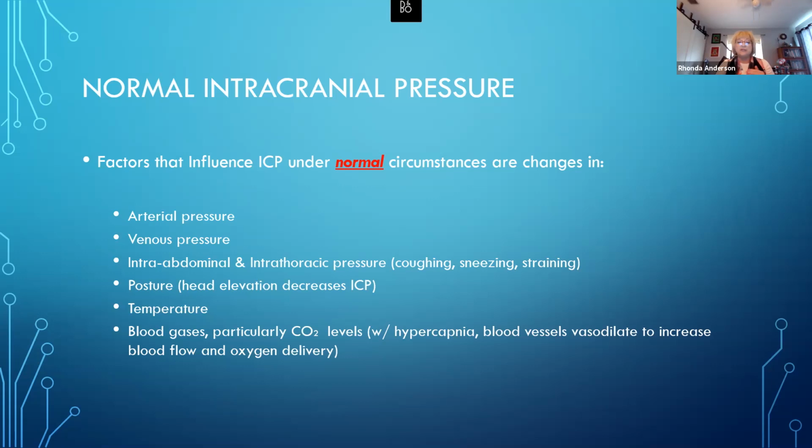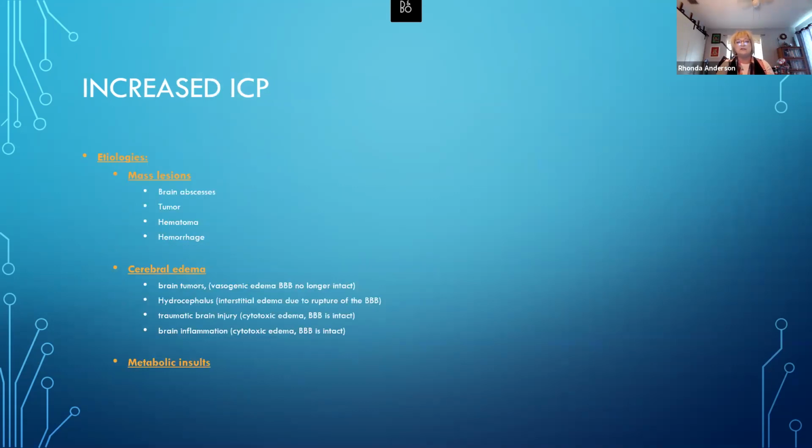Blood gases, particularly the carbon dioxide levels in the blood: with hypercapnia, when we retain CO2, our blood vessels will actually vasodilate to increase blood flow and oxygen delivery to those neurons. So these are some things to take into consideration when you're caring for patients that might have an increase in their ICP. So what can cause increased ICP?